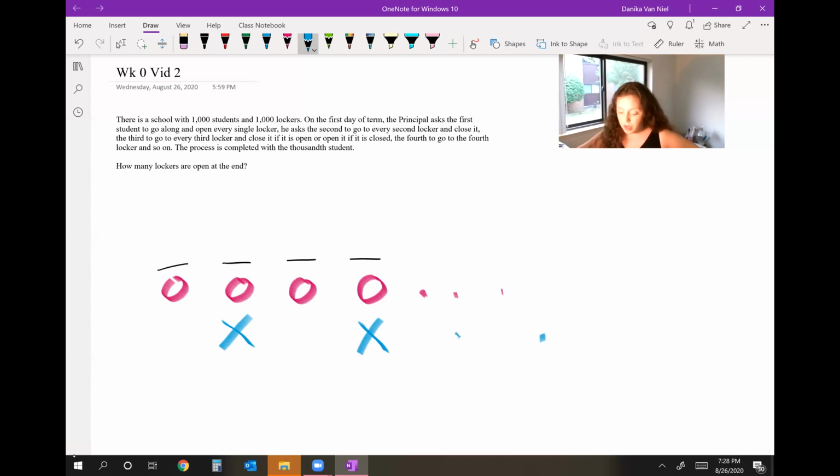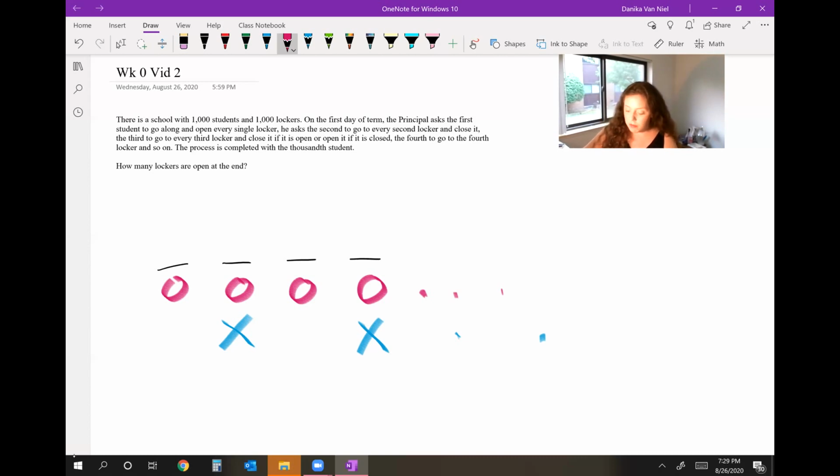Okay, interesting. So now the third student, let's do the third student in green. The third student isn't going to interact with the first, we already talked about that, or the second locker. So now the first and the second locker are both fixed. So the third student, their assignment is to just do the opposite. Every locker that they come across, they have to do something. So if it's open, they close it. If it's closed, they open it.